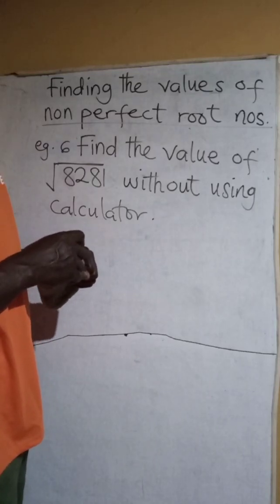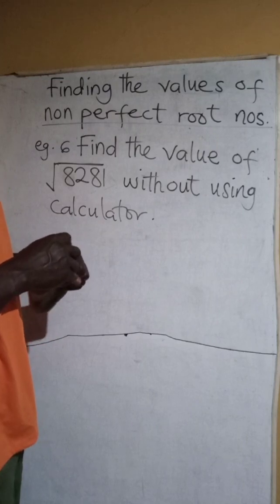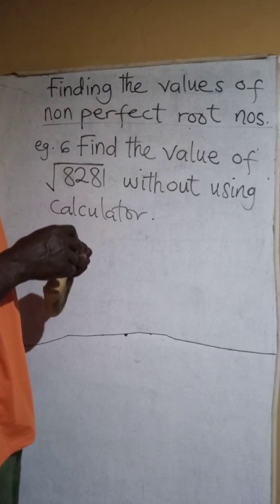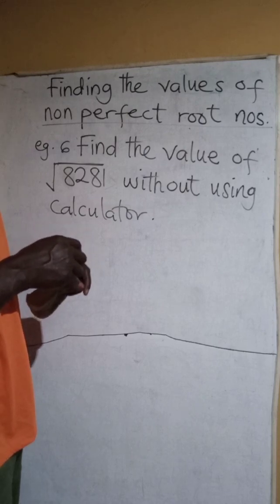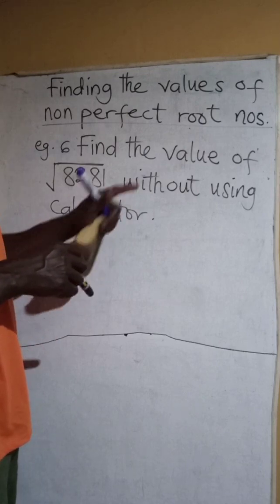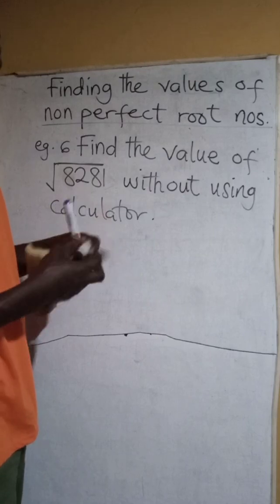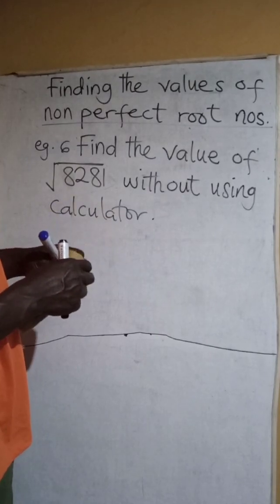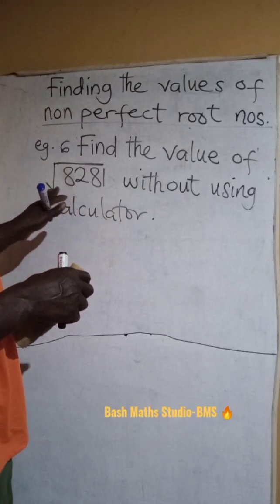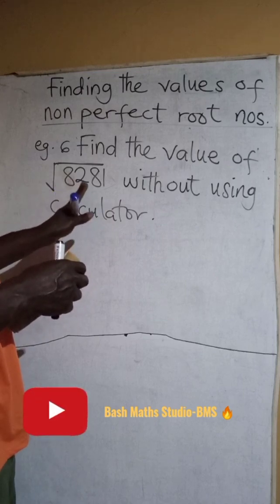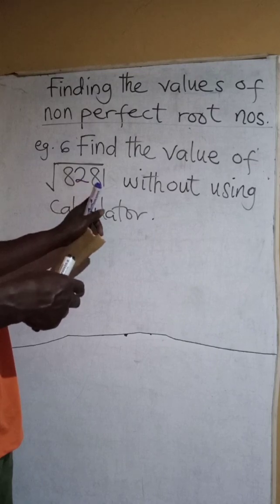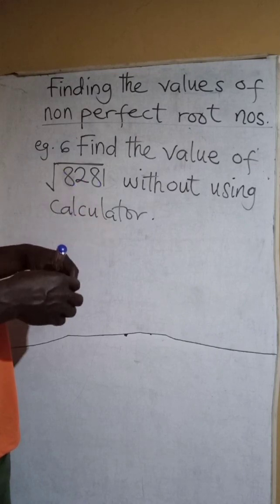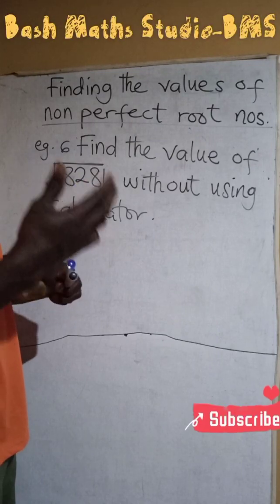In fact, there has been a little bit of a short break in our lessons, but we are back. And our lesson on finding the values of non-perfect square root numbers without the use of calculators or tables continues. We paused when we were done with finding the values of non-perfect square root numbers of 3-figure numbers. So we move straight away to 4-figure numbers.